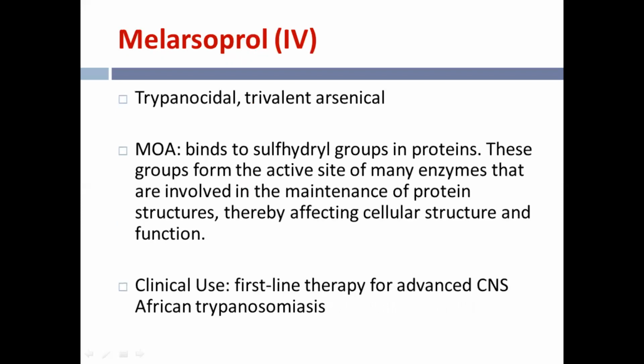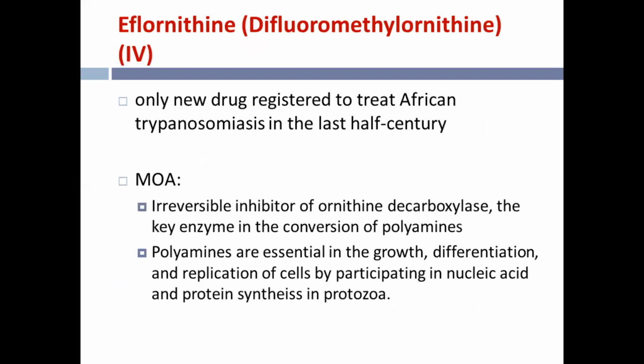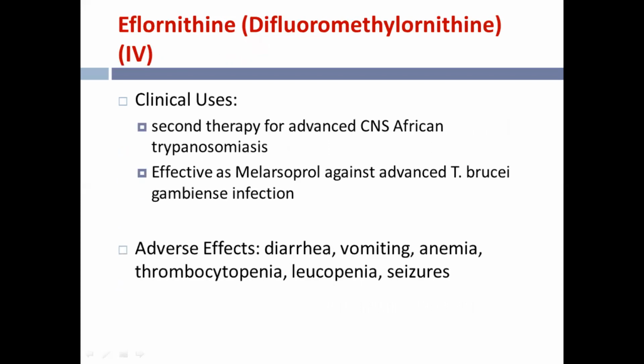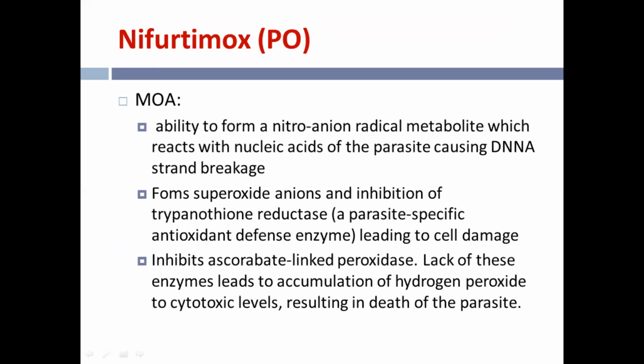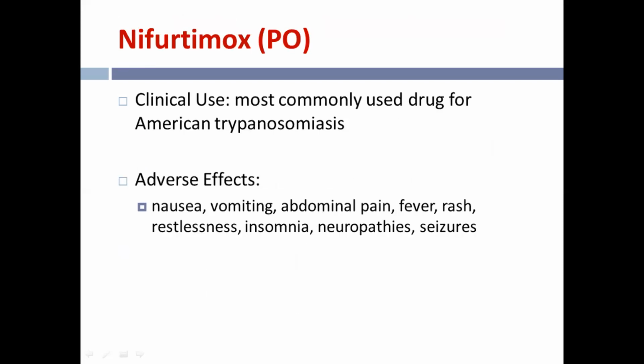Melarsoprol is the first-line treatment for advanced CNS African trypanosomiasis. Eflornithine is a newer drug for African trypanosomiasis. For second line therapy of advanced CNS African trypanosomiasis. And the Nifurtimox is used for American trypanosomiasis.